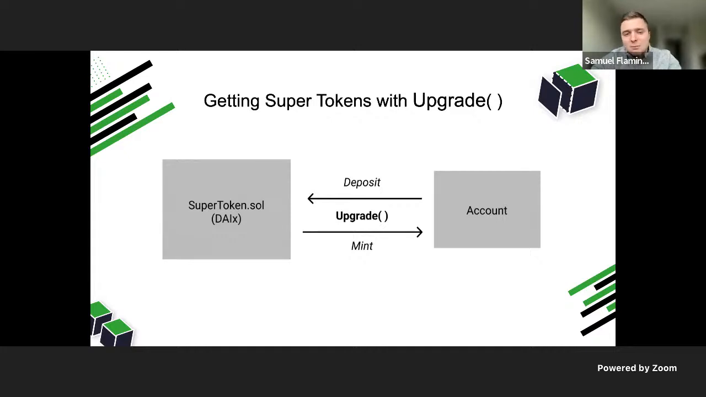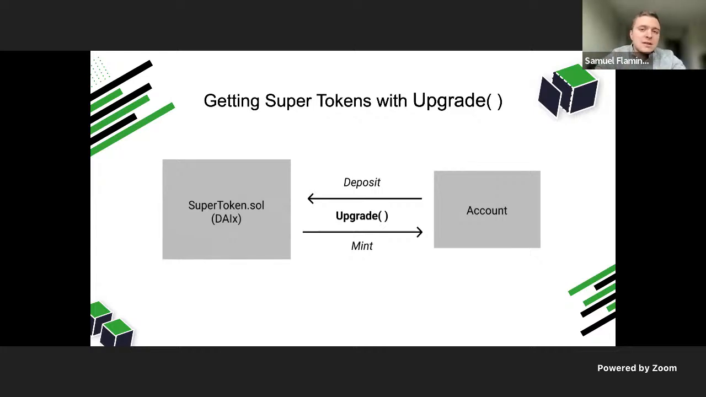So for example, if I want to go get some super token USDC, or super token DAI, which is denoted by the little X symbol at the end of the normal ticker symbol, you can go to that contract and call upgrade to get some super tokens. So if I have DAI, I can go to the super token contract for DAIx. I can call the upgrade function.